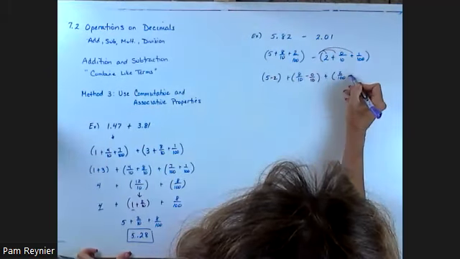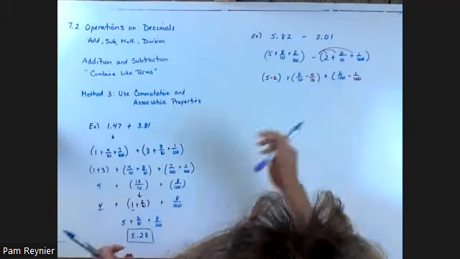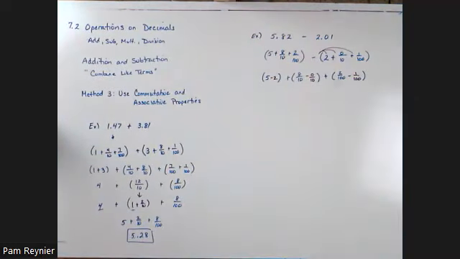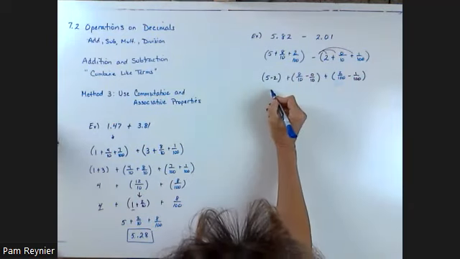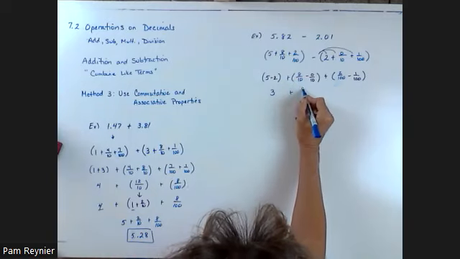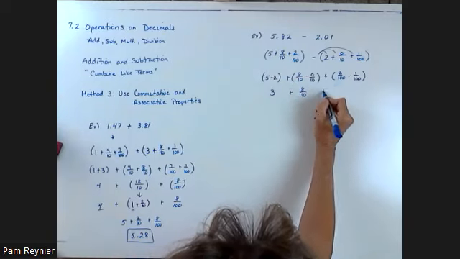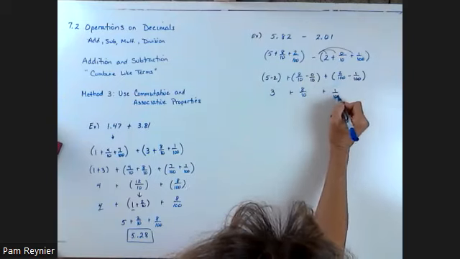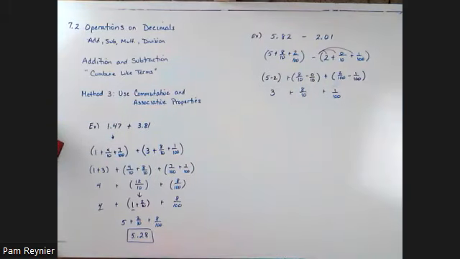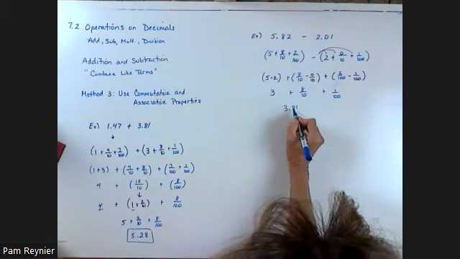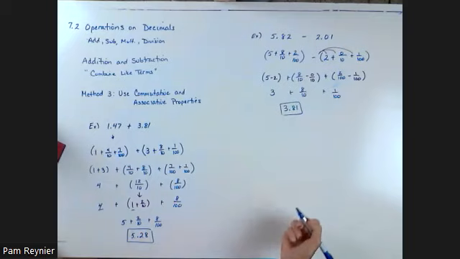Minus the 1/100. So with subtraction, you have to subtract all the place values. 5 minus 2 gives us a solid 3. 8/10 minus no tenths gives us 8/10. 2/100 minus 1/100 gives us 1/100. So we are left with 3 and 81/100.